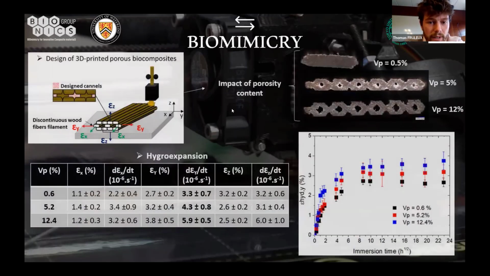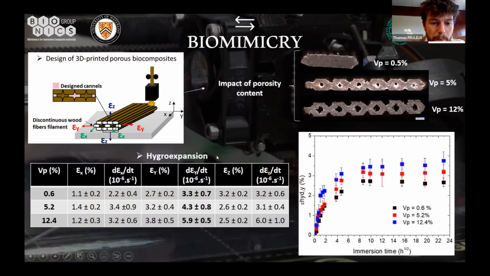Now, knowing how water absorption goes, we need to understand the hygroexpansion process. As I explained, the water will go through the tissue and the expansion of the material will appear in the three directions: in the Z direction, the transverse direction Y, and also in the direction of the fiber, epsilon X.